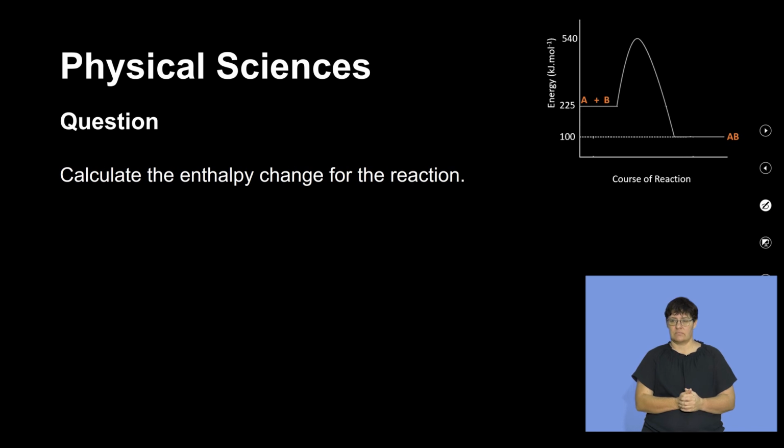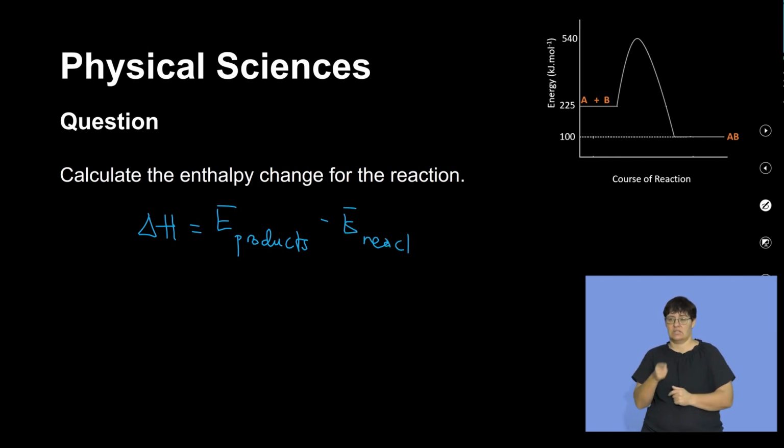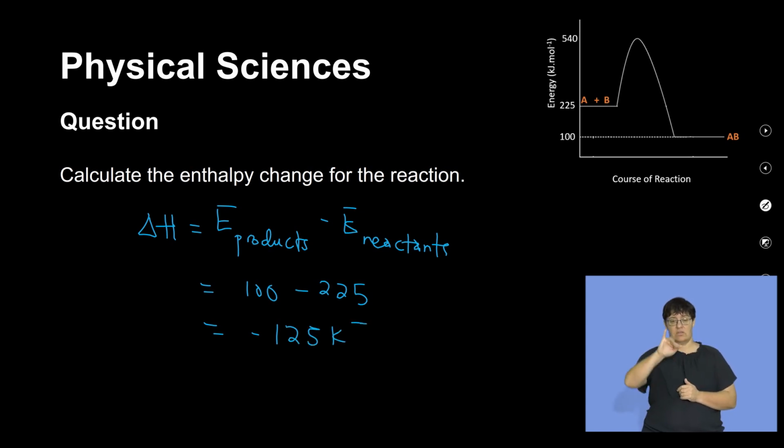Okay, and then the enthalpy change of the reaction. Enthalpy change of a reaction is energy of the product, okay, less the energy of the reactants. Okay, that's what we know. So we read it off from the graph. The products are at 100 kilojoules per mole, less the energy of the reactants, which is 225. Okay, so when we do that difference, it would give us negative 125 kilojoules per mole. Now, this is the enthalpy or the heat of reaction. So this is a negative. What does that tell us about this type of reaction?